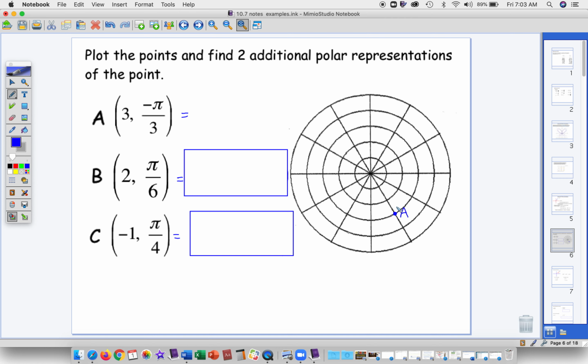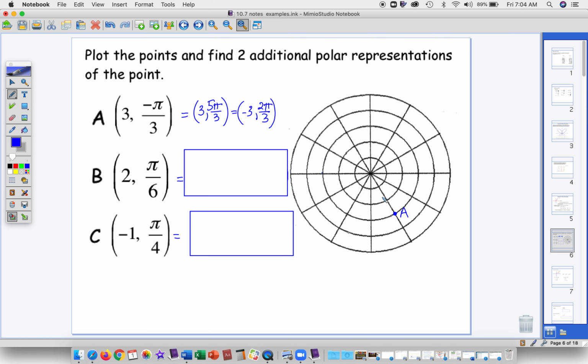So for another name for this point, I could go 3 radii to the right, and then I could rotate in the positive direction, and that angle would be 5 pi over 3. I could also use negative r, which means I go out to the left 3 radii, and then I could rotate around in a positive direction, and my angle would be 2 pi over 3.